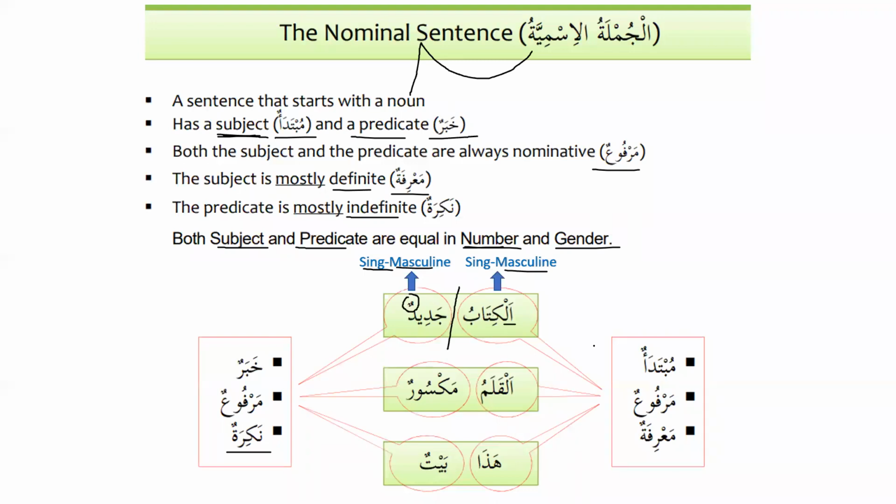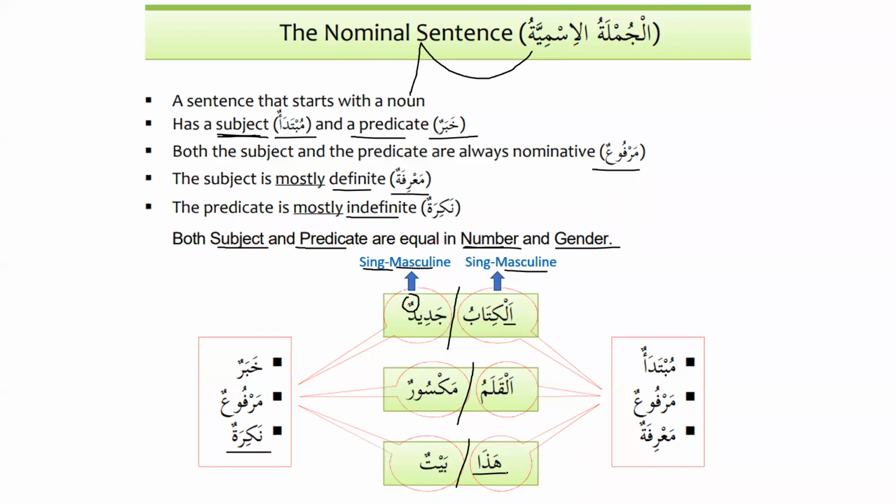That is very important. Mubtada'un and khabarun. Now you know this, that we call them mubtada and khabar. And we have discussed that they are always marfu. And generally, or most of the times, mubtada is a definite noun and khabar is an indefinite noun. Similarly, we can see al-qalamu maksurun. The pen is broken. And hadha baytun. And this is a house.